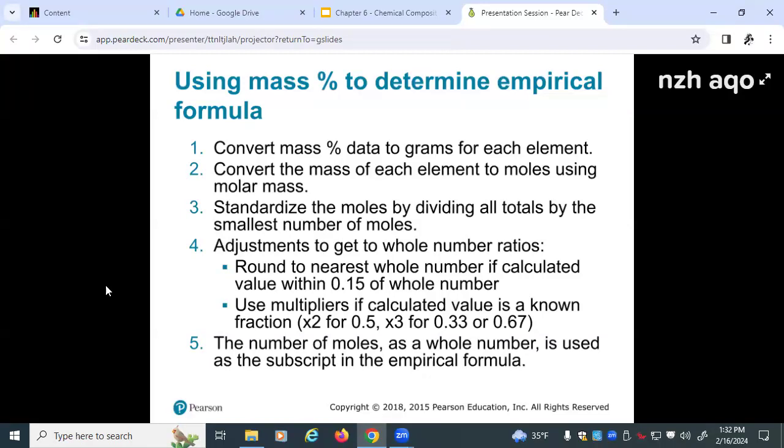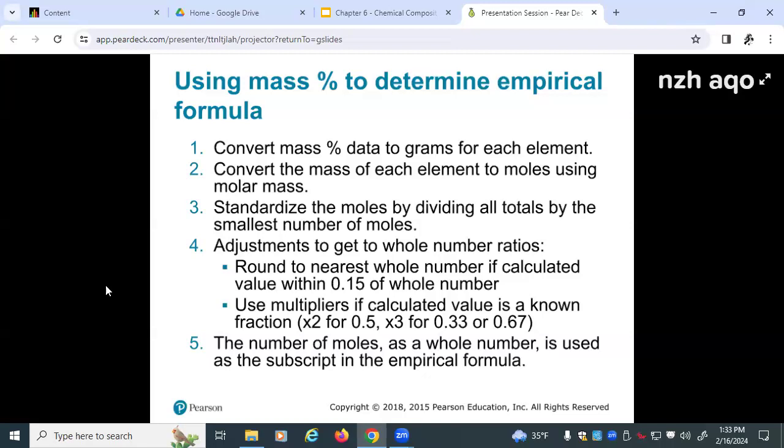And so what I'm going to do is use whatever element was my lowest total, and make that 1 by dividing everything by that number. And then hopefully all my other mole numbers will kind of work themselves out once I do that division.